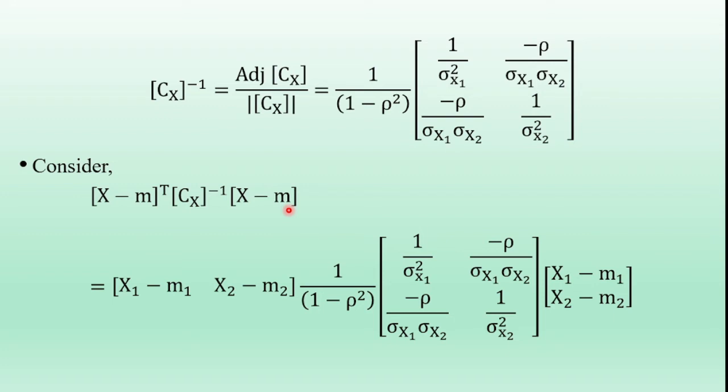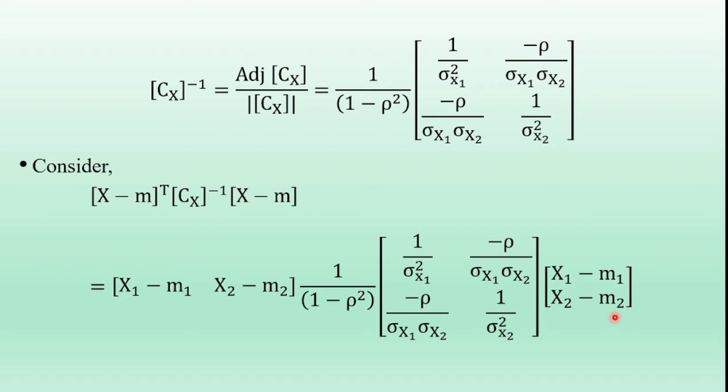Now consider x minus m transpose Cx inverse into x minus m. And what is the matrix x minus m? The matrix x minus m is 2 rows and 1 column, x1 minus m1, x2 minus m2, and x minus m transpose is 1 row, 2 columns, that is x1 minus m1, x2 minus m2, into Cx inverse. This is the Cx inverse: 1 by 1 minus rho square into 1 by sigma x1 square, minus rho by sigma x1 sigma x2, minus rho by sigma x1 sigma x2, 1 by sigma x2 square, into the x minus m matrix, x1 minus m1, x2 minus m2, and multiplying using matrix multiplication.